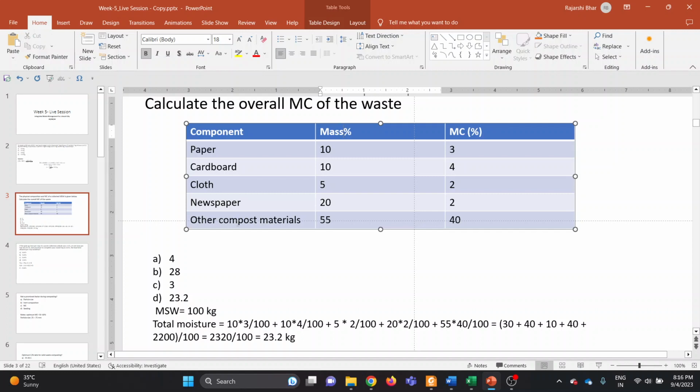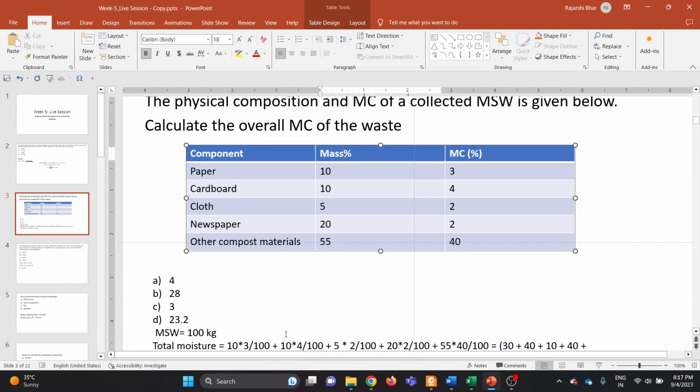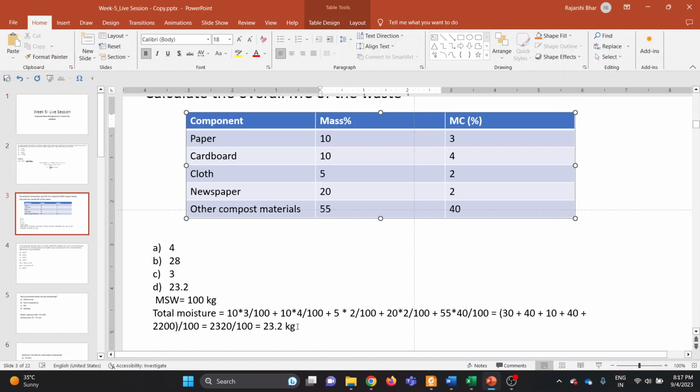So what will be the total moisture content? It will be total mass of moisture divided by total mass of MSW. That is how we calculated 23.2 kg as the moisture content. It can be either 23.2 kg, or if you want to denote it in terms of percentage, that you can also do.